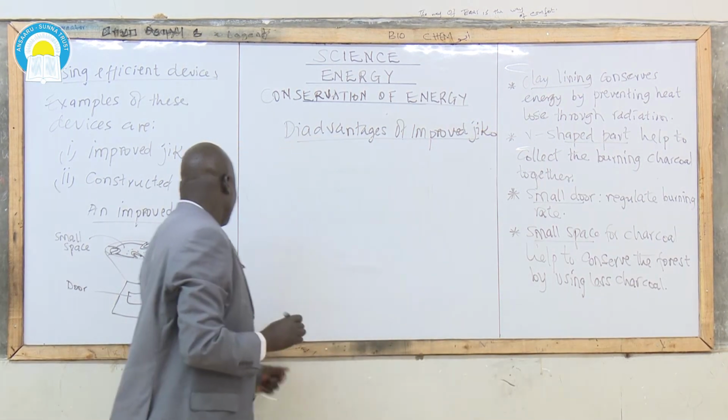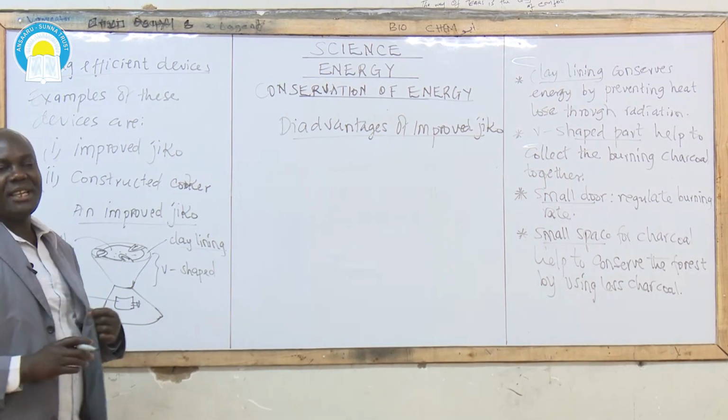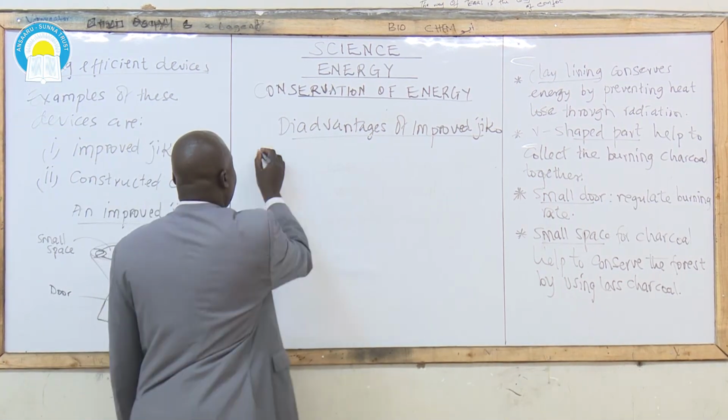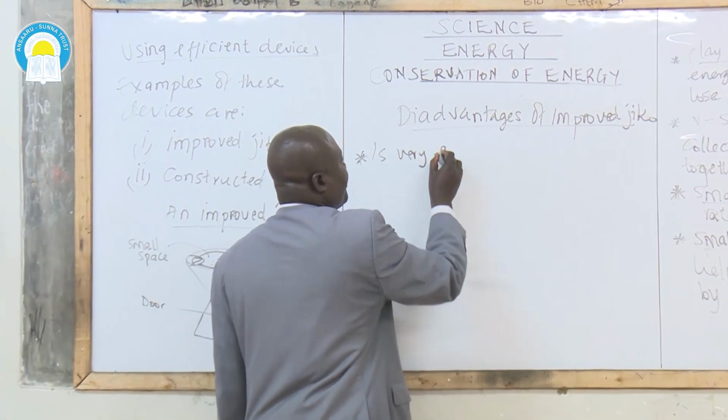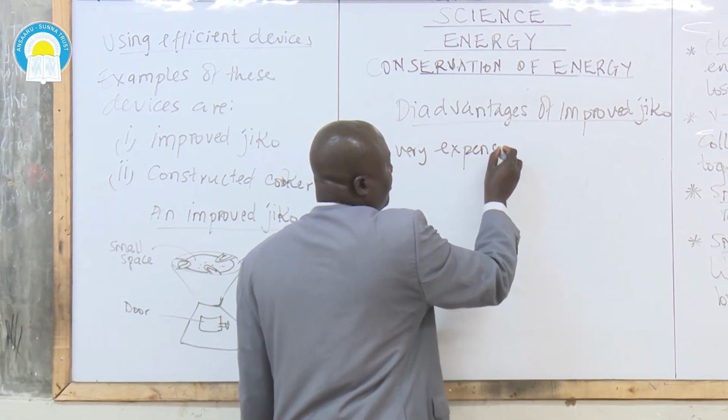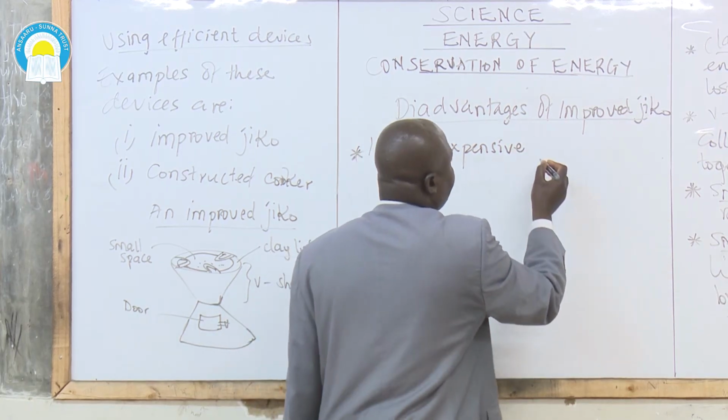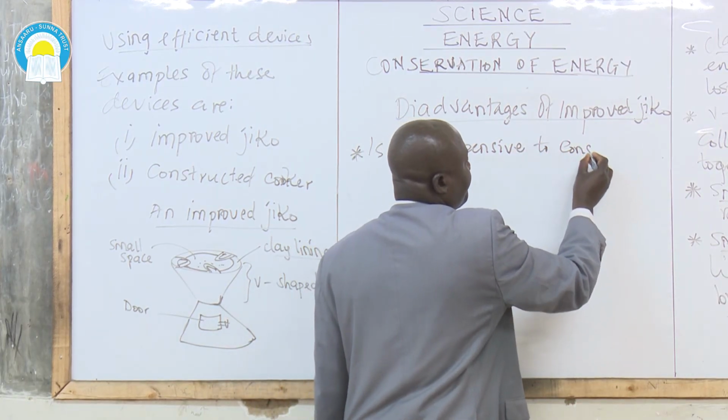So, one, this Jiko is very expensive to make or construct. Expensive to construct.